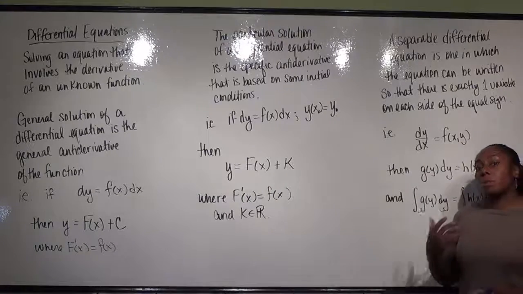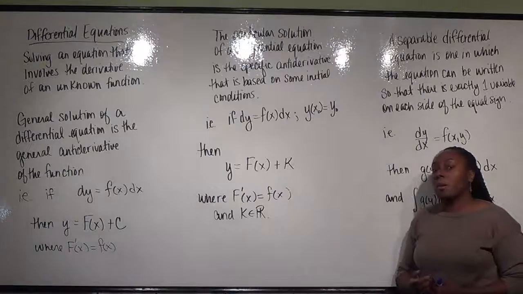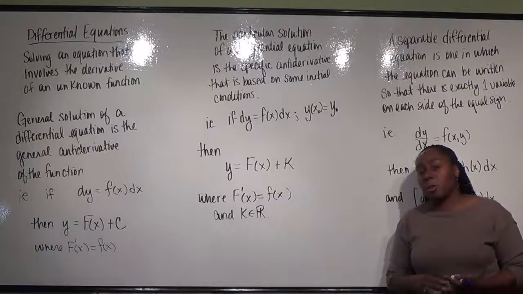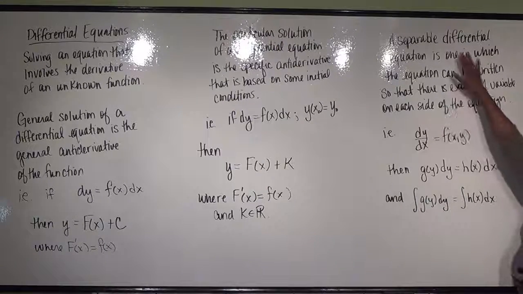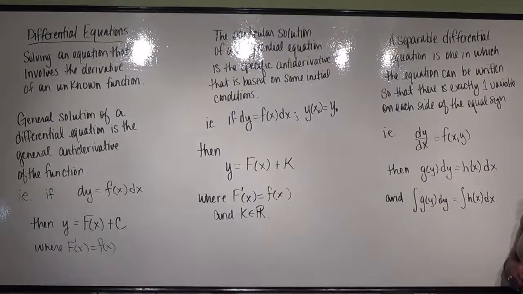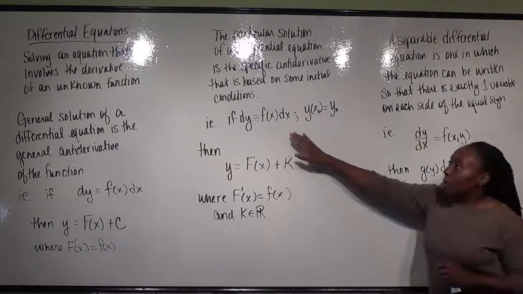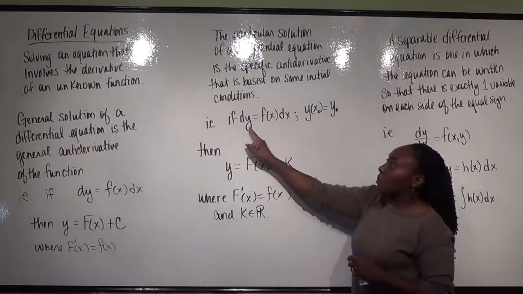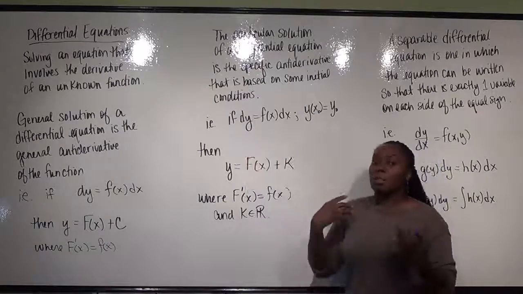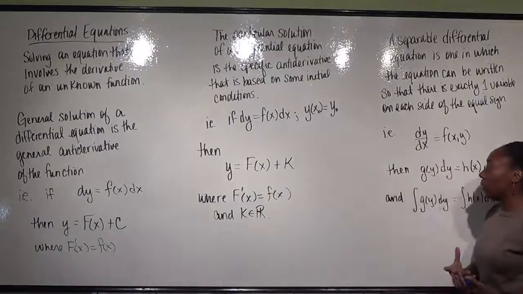And so this section becomes a little bit different because we're going to talk about a specific type of differential equation. Okay? And that's what we call a separable differential equation. This is one in which the equation can be rewritten so that there is exactly one variable on each side of the equation. Okay? And again, if we look back in our previous notation, that's kind of what we're talking about here. It's just our equations are going to look a little bit more involved.